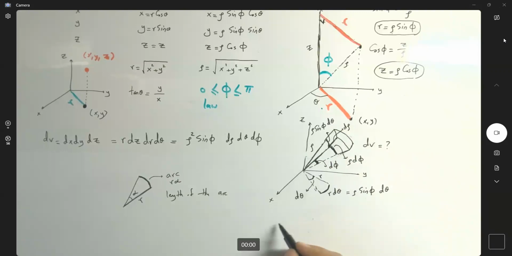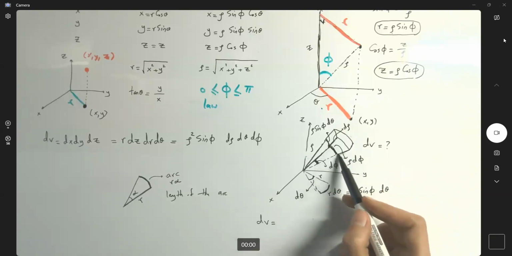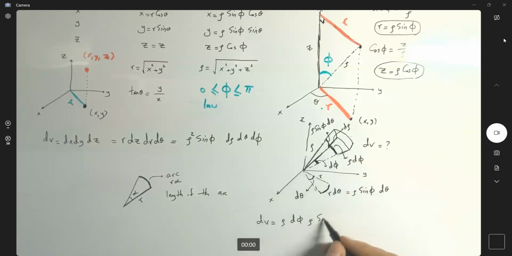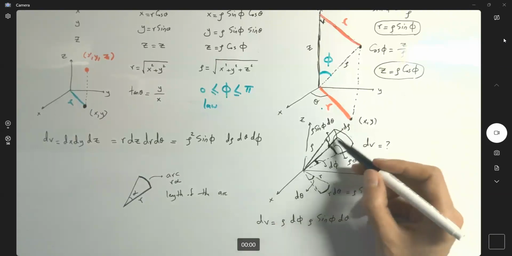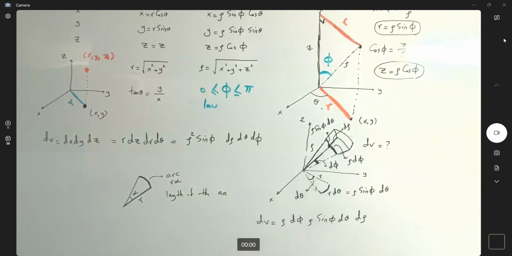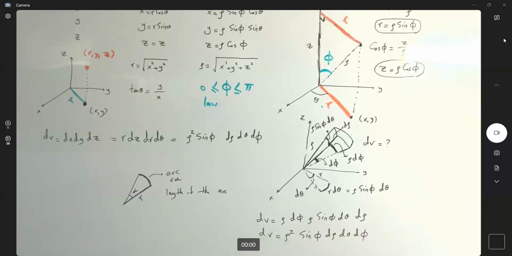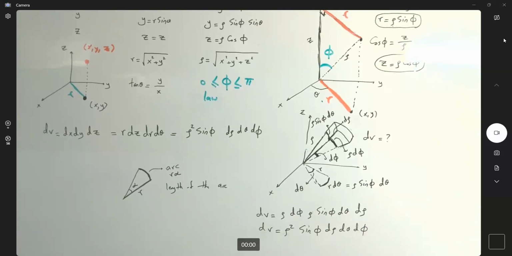Very good. So dV, as you can see, is equal to, let's multiply these. You have the length here, rho d phi. You have a length here, rho sine phi d theta, and you have another length here, which is d rho. Just multiply these together, and dV becomes rho squared sine phi, and we can write it as d rho d theta d phi. So later on, when we are calculating different types of integrals, we might be switching this around or using Fubini's theorem to separate the integrals as well.